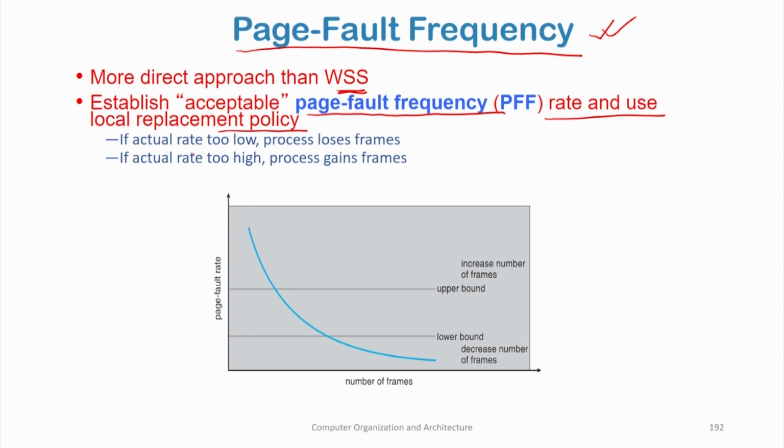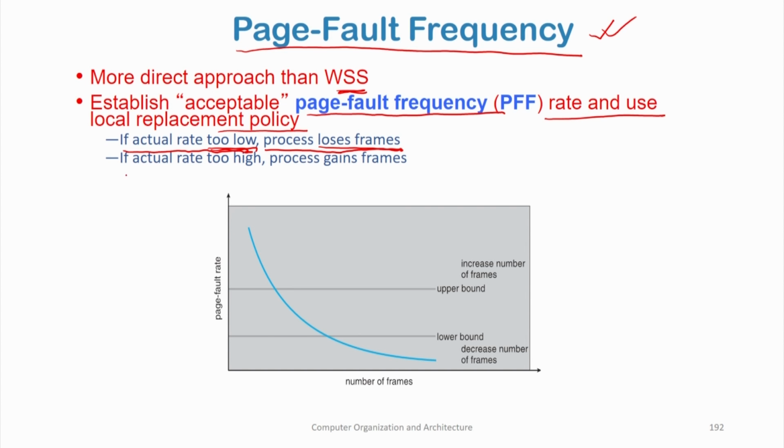If the actual rate is too low, the process loses frames; we deduct frames from this process. So, if the page fault frequency for a process is lower than a given threshold, that means it does not require the frames allocated to it. Then we can take frames from this process and give them to somebody else.